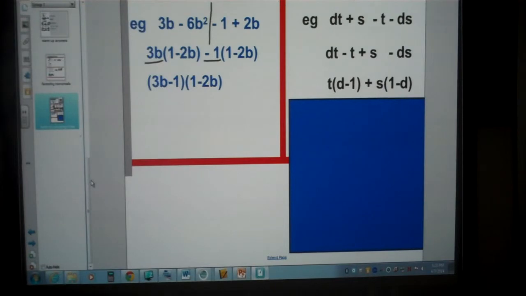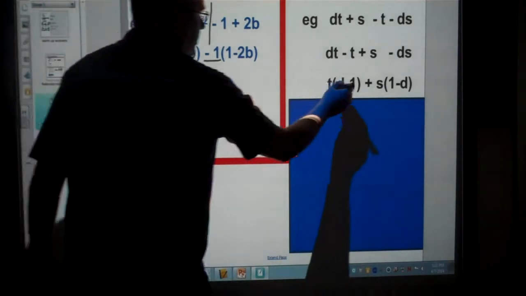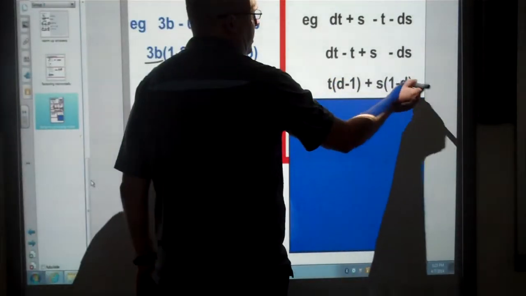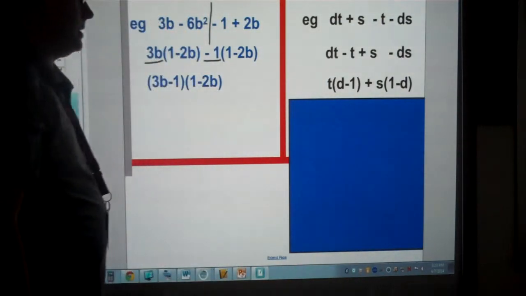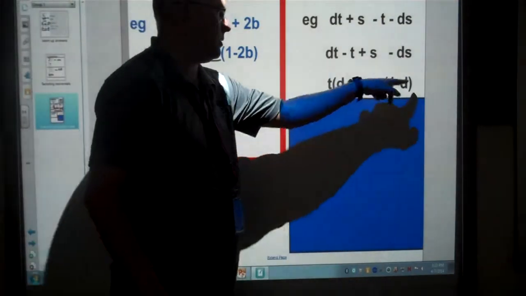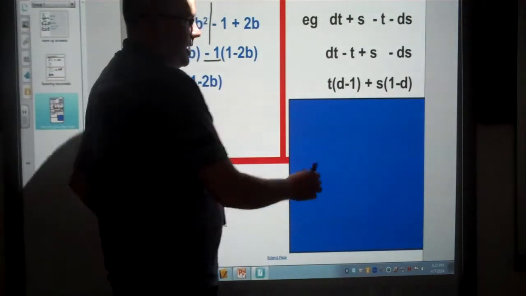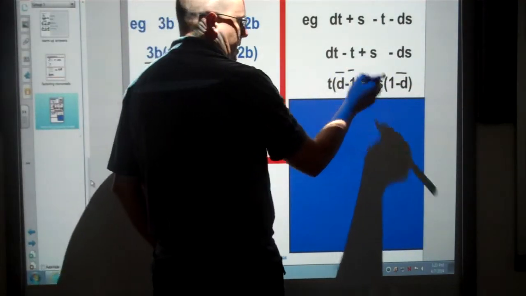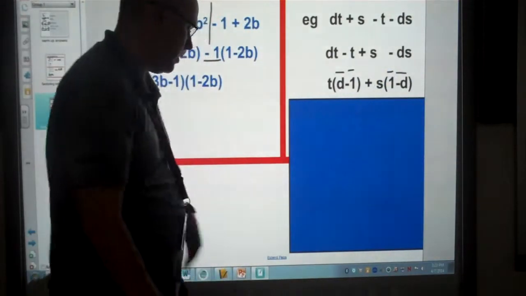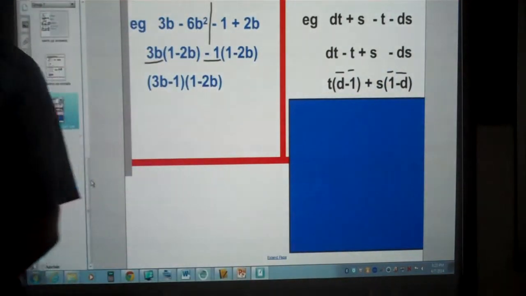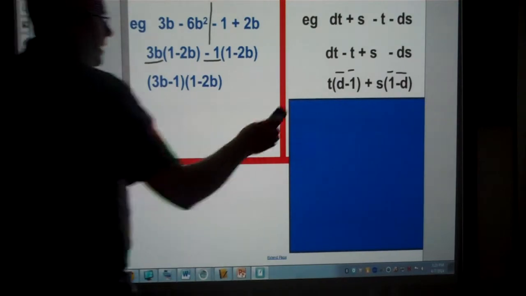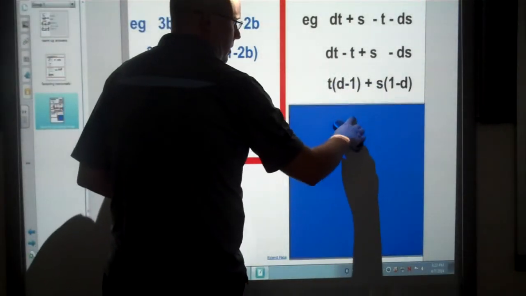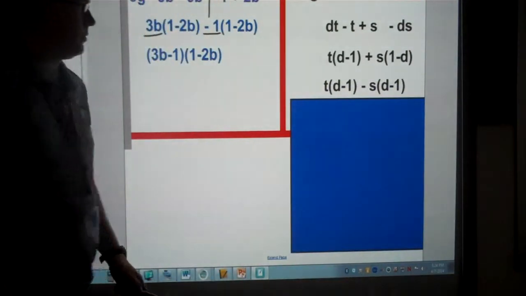And then if I try and work it out, I get t times d minus 1 plus s times 1 minus d. And it looks like this doesn't work because these two are not the same. But notice what I have here. I've got d over here and I've got negative d over here. I've got negative 1 and I've got positive 1. So these are actually exact opposites of each other. So if I was to factor out negative 1 as well, then actually this would work perfectly.